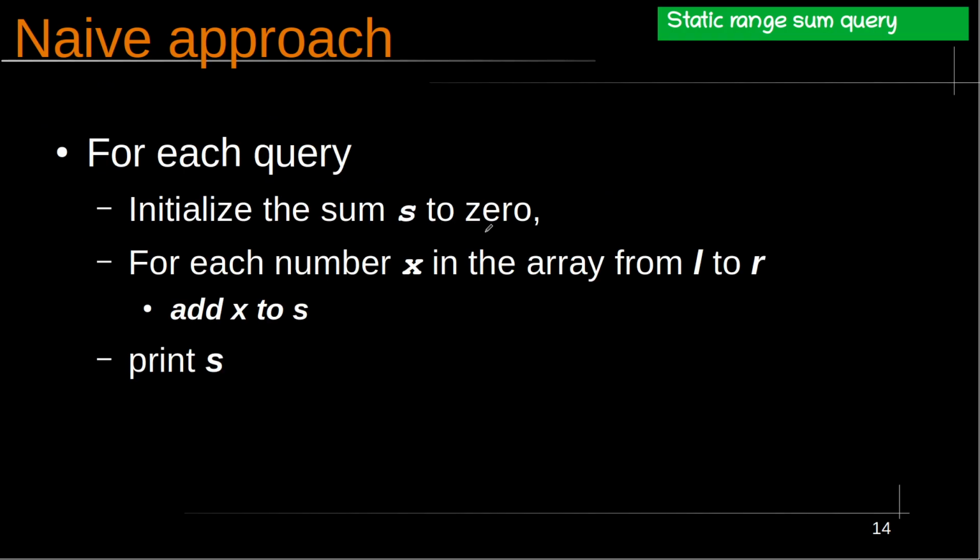Now this is the naive approach. This is the pseudocode. For each query, we're going to initialize the sum S to 0. And for each number x in the array from left bound to right bound, left position to right position, add x to S. And print S, which is the sum for the current query.